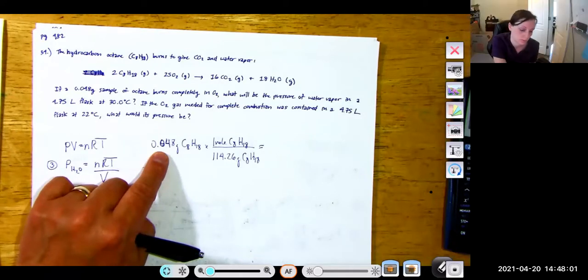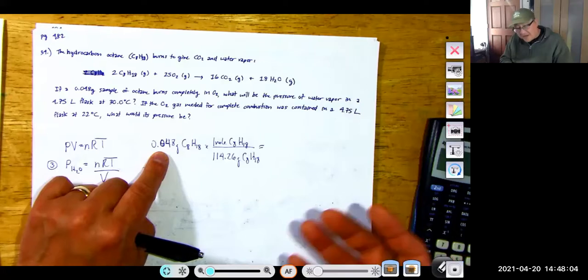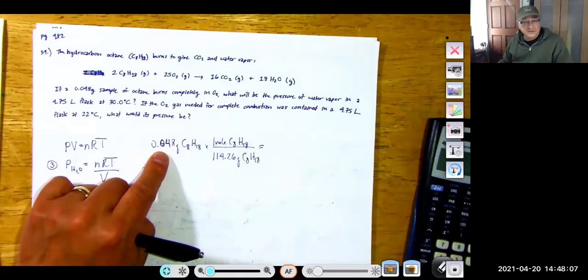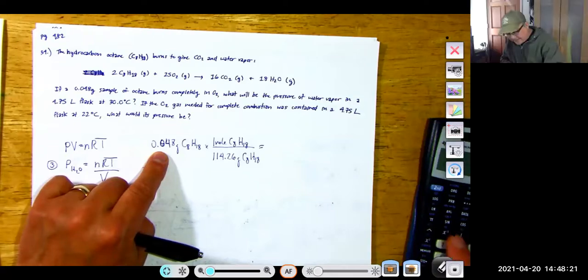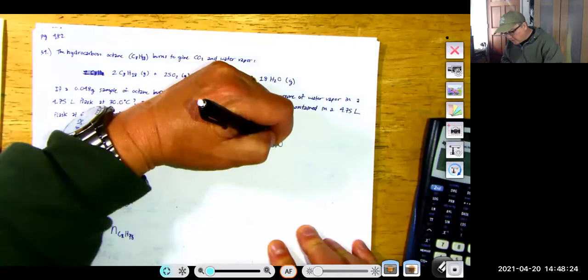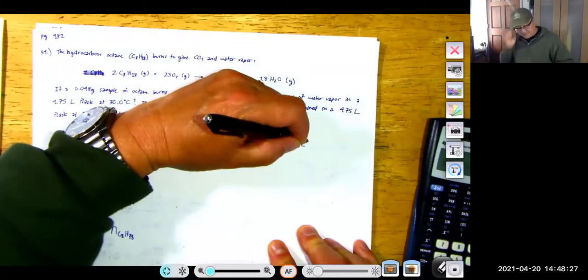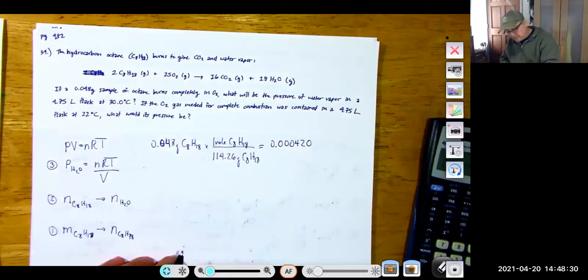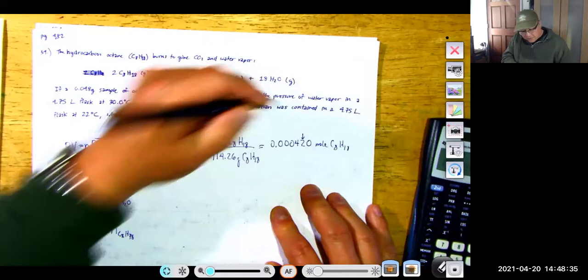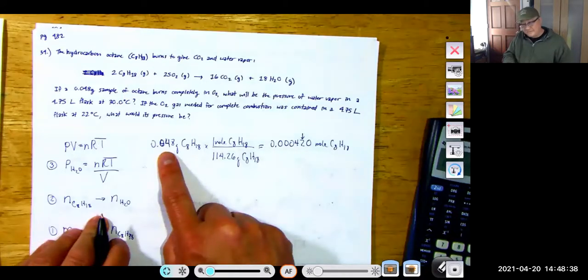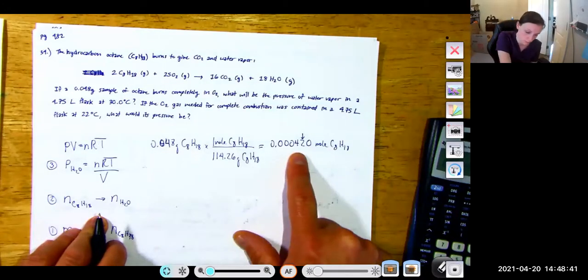And it should be even less than 0.0048 because I'm not dividing by 100. I'm dividing by something a little bigger. So I can estimate 0.00045 or 40, something like that, right? And indeed, I get 0.000420. And this is only good for 2 sig figs because of the 0.048. Okay, so that's equation 1.